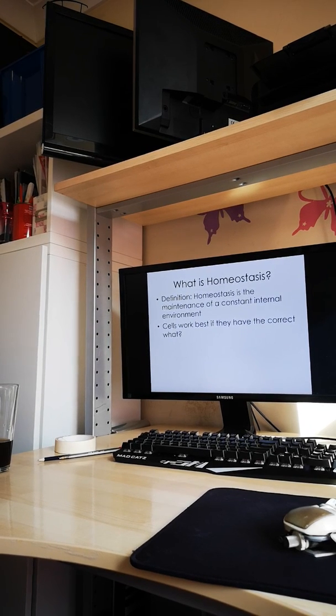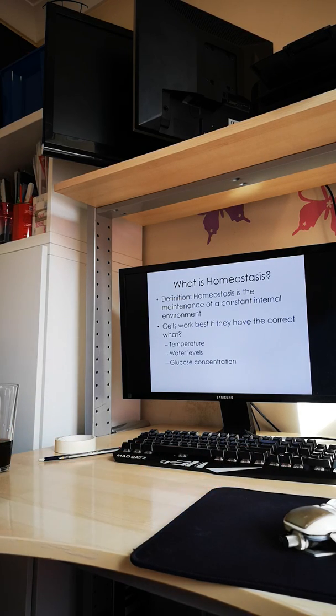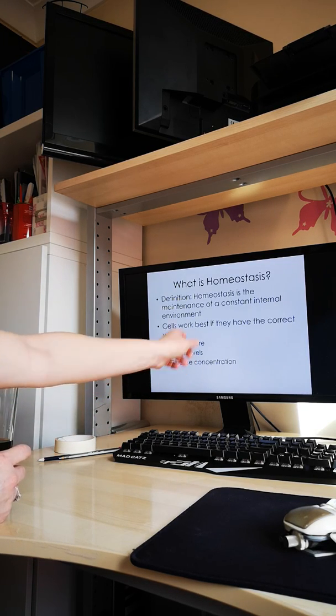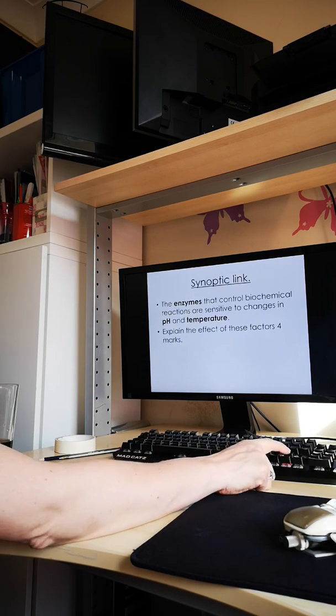Cells work best if they have the correct what? What kind of factors did you talk about controlling in homeostasis at GCSE? I'm hoping they're the ones you've come up with. So temperature, water levels, and glucose concentration. You might have also put in the pH, which is a way of controlling solute concentration. You might think as well water levels. And that would be it.